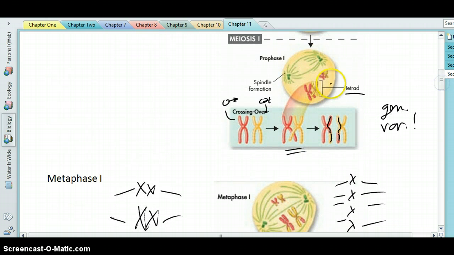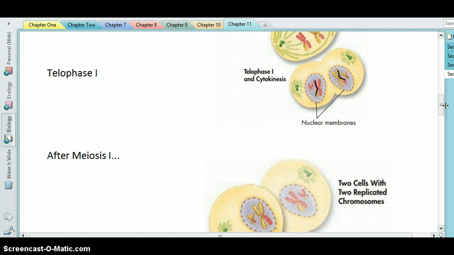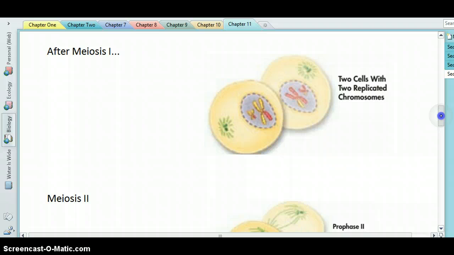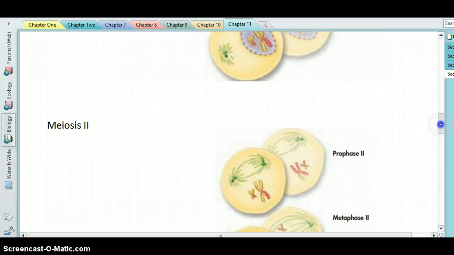And notice what's happened. We started out with 4 chromosomes. At the end of meiosis 1, we only have 2 chromosomes in each cell. Essentially, the cells after meiosis 1 have become haploid, or N. We've reduced the number of chromosomes at the end of meiosis 1. Now, after meiosis 1, we've got 2 cells, and they are haploid cells. Each of their chromosomes is still in that duplicated state consisting of 2 chromatids.